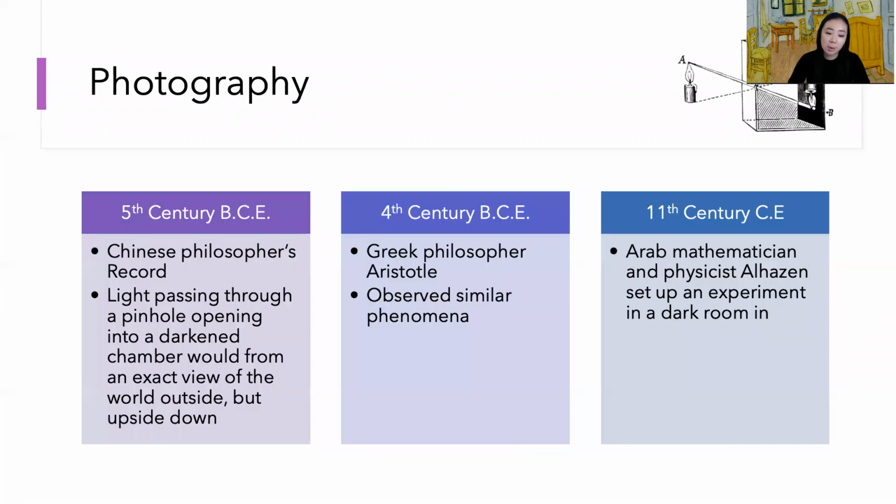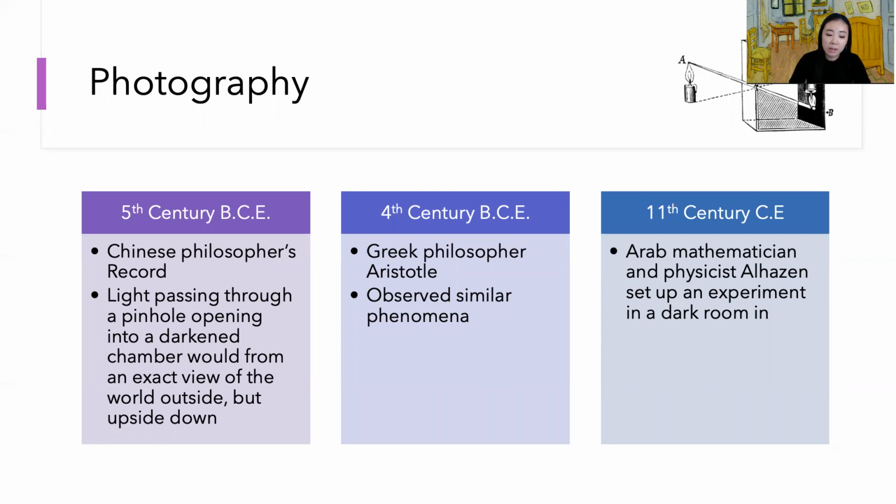The earliest written record that has come down to us of the principle behind photography is from a Chinese philosopher named Mo Tai, who lived during the 5th century BCE. Mo Tai noticed that light passing through a pinhole opening into a darkened chamber would form an exact view of the outside world, but upside down. A century or so later, the Greek philosopher Aristotle observed similar phenomena and wondered what caused them.